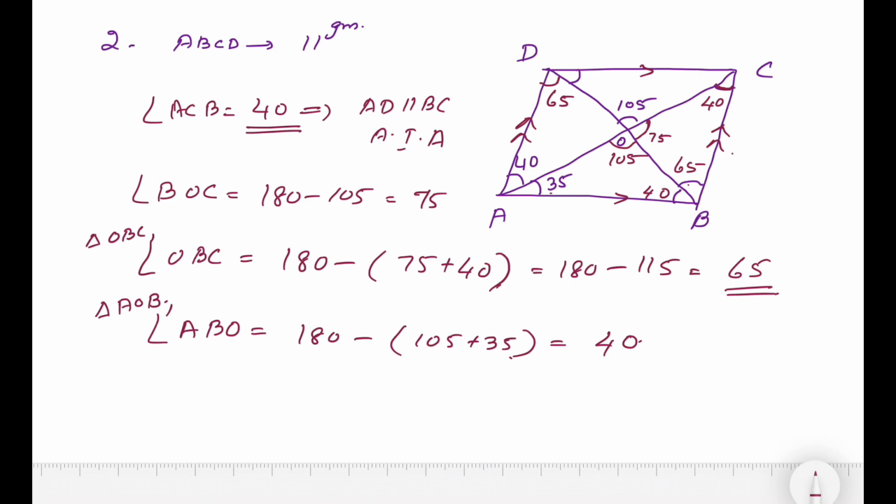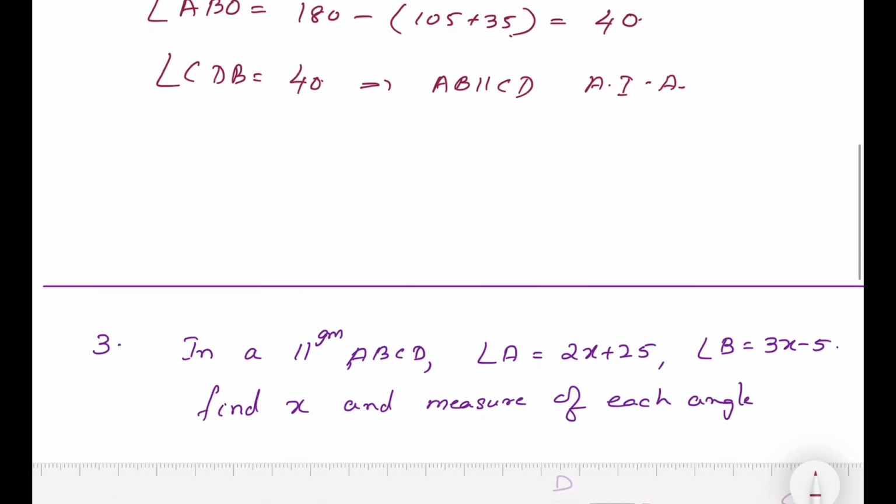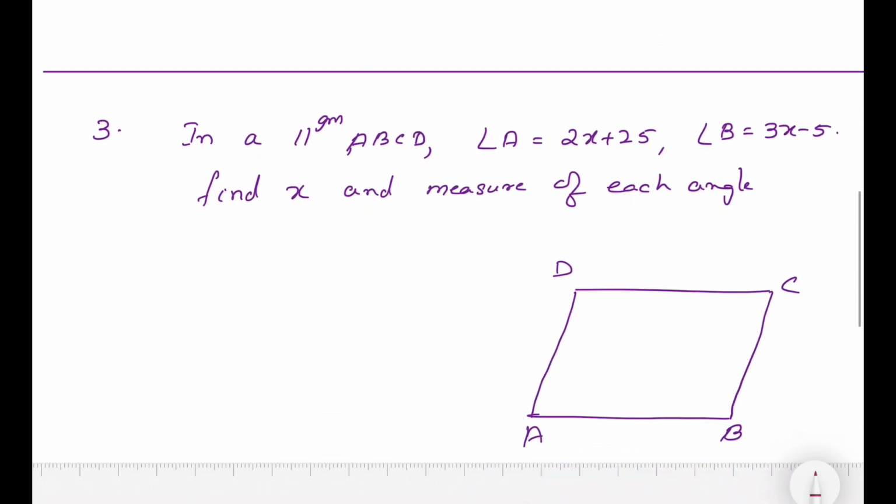So now you have to find CDB. So CDB will be 40. Angle CDB will be equal to 40. Alternate, AB is parallel to CD, alternate interior angles.